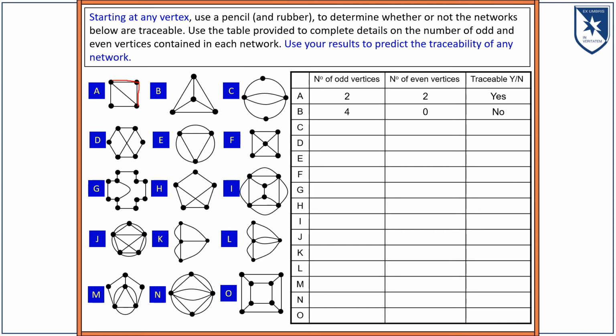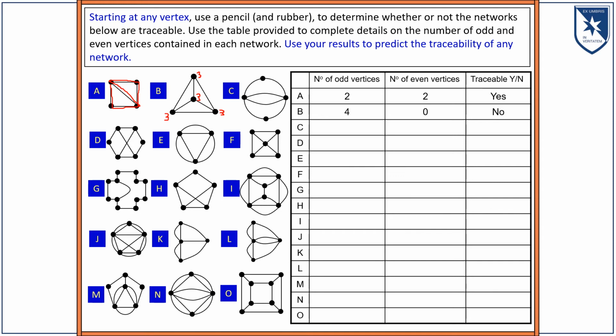Starting here, going over the top, we can trace it without lifting the pen off the paper. So that's yes. Then the second shape, B: count the number of edges touching each vertex. You could write this on the diagram, it might help. There are 3 edges touching this vertex, and 3 edges touching the central vertex there. So that's all odd vertices.